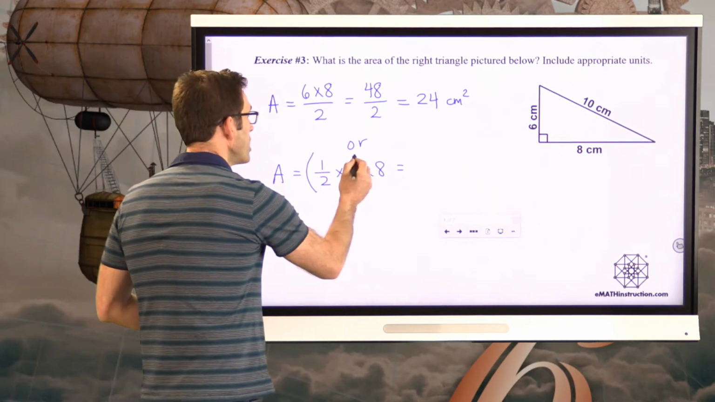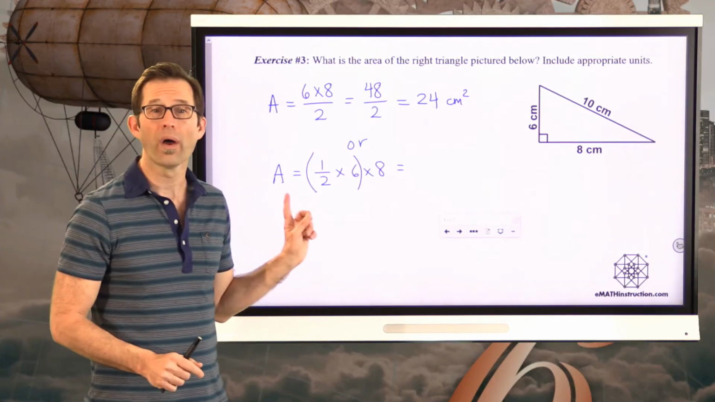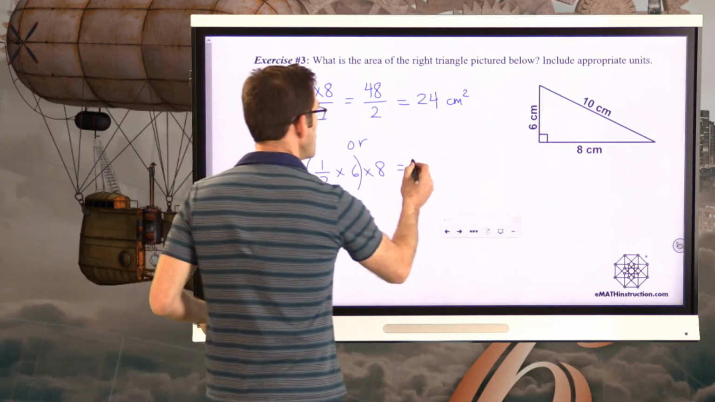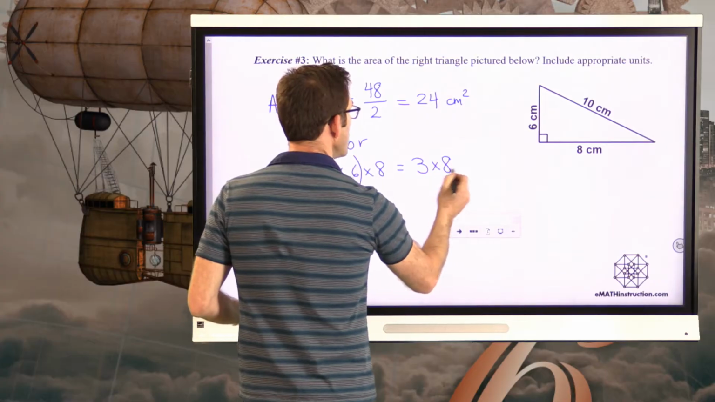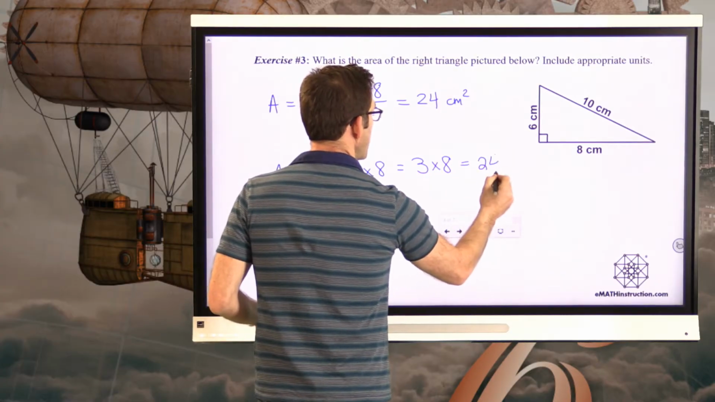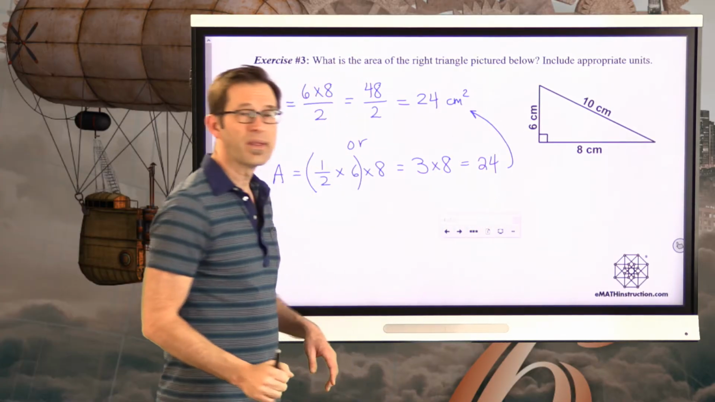So if I were doing this, I might decide that I'm going to do the 1/2 times 6 first, which would be 3, and then I could do 3 times 8, which would give me that 24 again. So that's kind of nice, right?